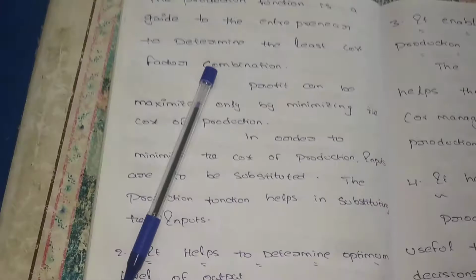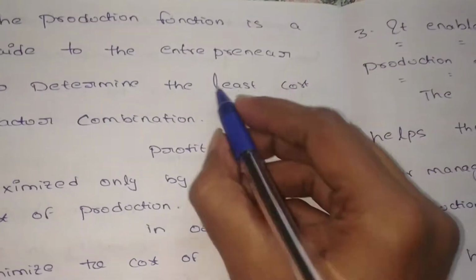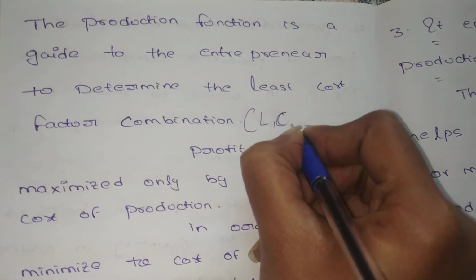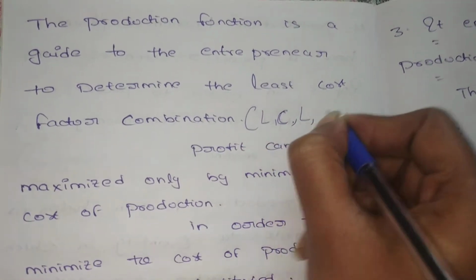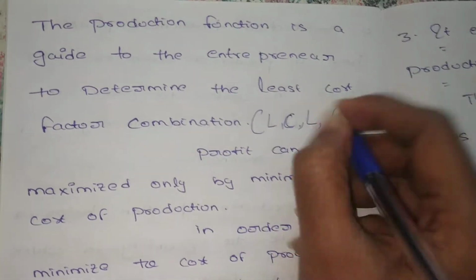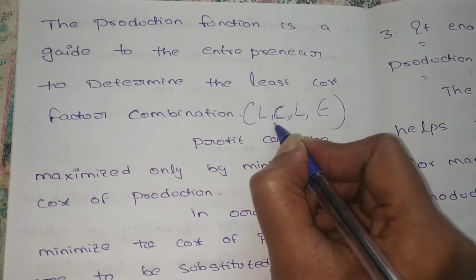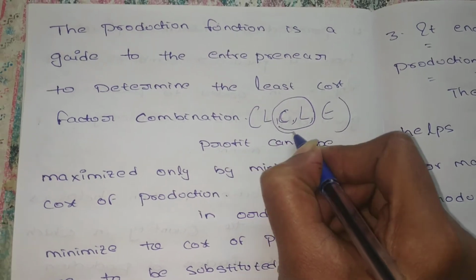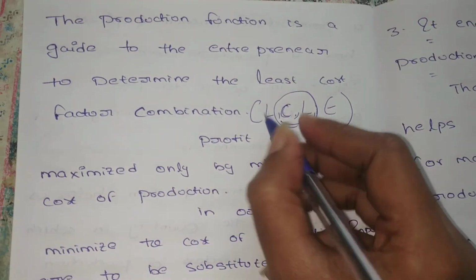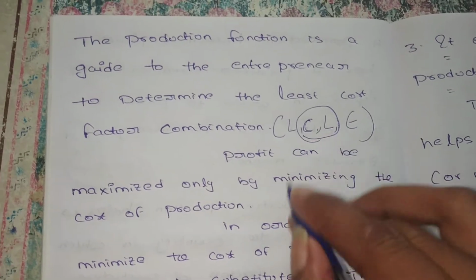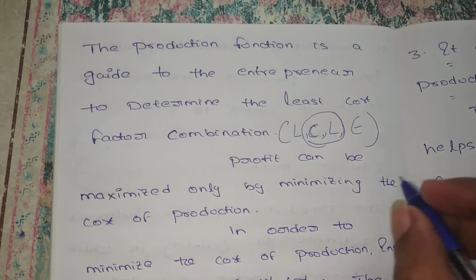For example, what are the factors of combination here? Land, capital, labor, and entrepreneur. Based on this, which factors of production do we have to consider? Suppose I am considering capital and labor. By taking these inputs, I produce a better product at least cost. So I can give it to the customers at very reasonable prices.